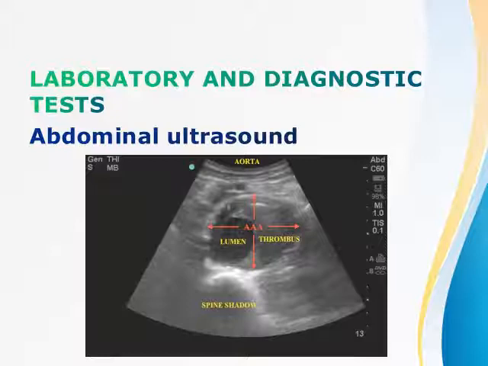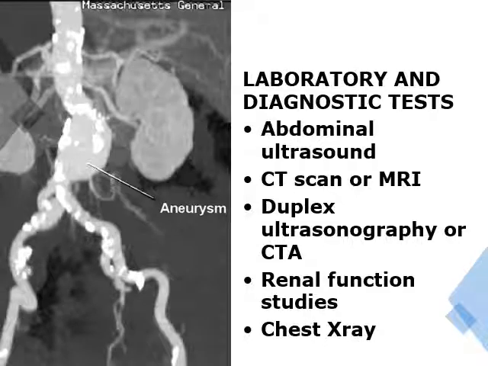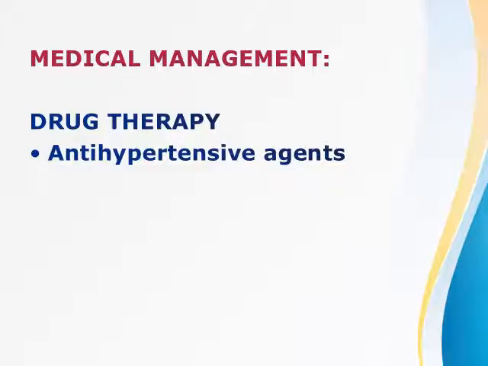So as you can see, this ultrasound image would show triple A. Okay, that shows the area of lumen and then the thrombus. Then other diagnostic tests would include your CT scan or MRI. Then you also have your duplex ultrasonography or CTA. And then you have your renal function studies and then chest X-ray. Okay, so this one is an indication of aneurysm already.